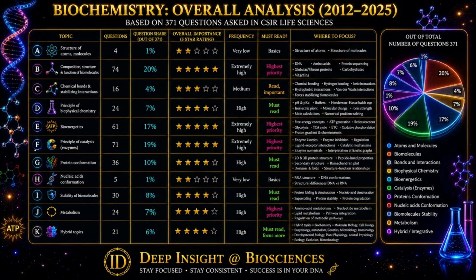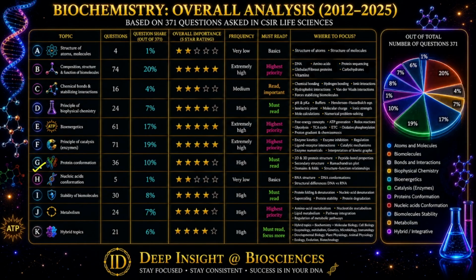Topic F is the principle of catalysis, mainly enzymes. A total of 71 questions were asked, contributing 19%. It has a 5-star rating and an extremely high frequency, making it another highest priority topic. Focus on enzyme kinetics, enzyme inhibition, enzyme regulation, ligand receptor interactions, catalytic mechanisms, enzyme-based numerical problems, and the interpretation of kinetic graphs. You must be comfortable with Michaelis-Menten concepts, Km, Vmax, different inhibition patterns, and graphical analysis. Biomolecules, bioenergetics, and enzymes together form the most important part of this unit.